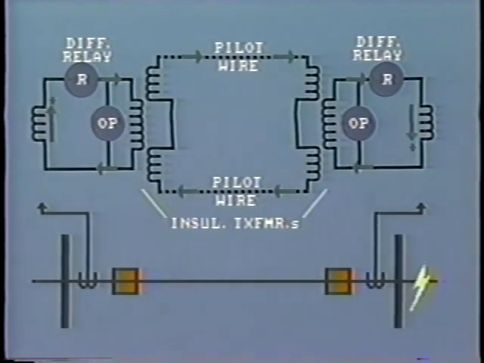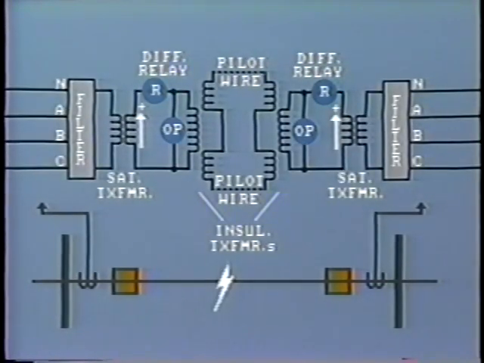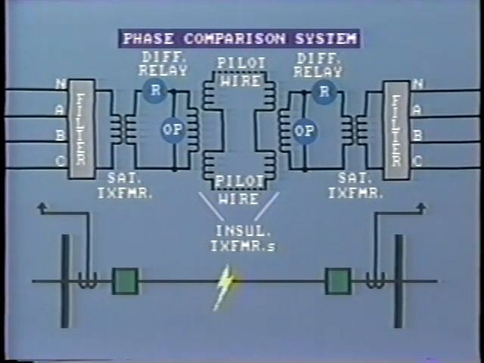coils. This is correct. Now, for a fault within the transmission line, the voltage produced by the far end sequence filter will be of the same polarity. Therefore, current will flow through the operating coil of both relays and trip both breakers. This system is known as phase comparison. We are comparing the phase angle of the voltage which is produced at each end of the line due to the fault.